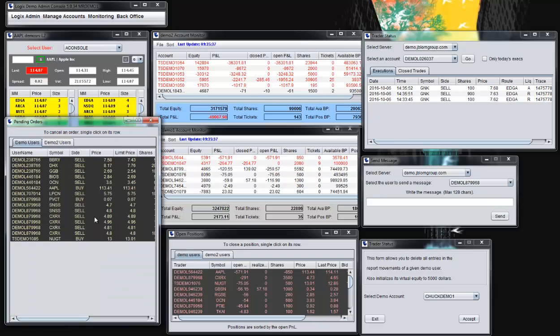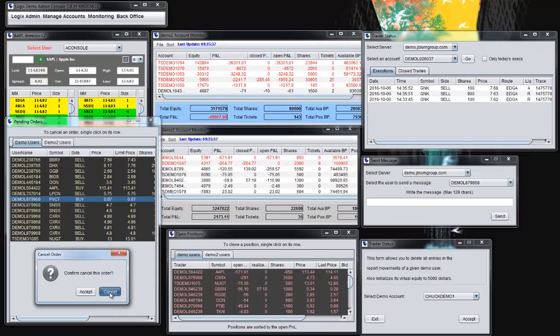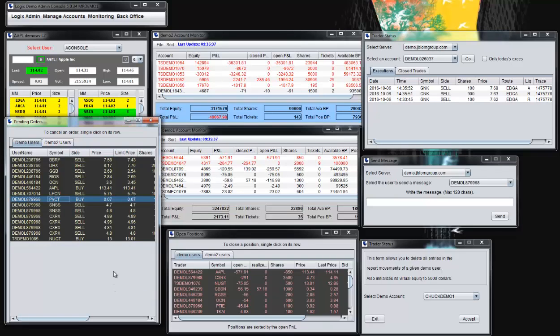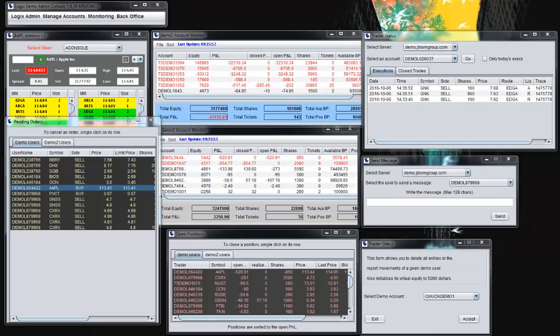Then there's a pending order window here. You can cancel pending orders. A window will pop up if you want to cancel pending orders for traders. For example, if you're teaching somebody one-to-one, you're telling them to short Apple, he goes ahead and longs, you want to cancel it, you can. It's up to you.